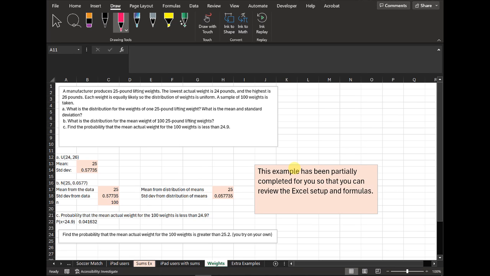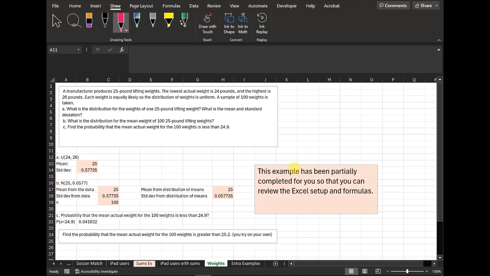Okay, so we have a manufacturer that produces 25-pound lifting weights. The lowest actual weight is 24 pounds and the highest weight is 26 pounds. Each weight is equally likely, so the distribution of weights is uniform, and a sample of 100 weights is taken. First question: what is the distribution for the weights of one 25-pound lifting weight? What is the mean and standard deviation?